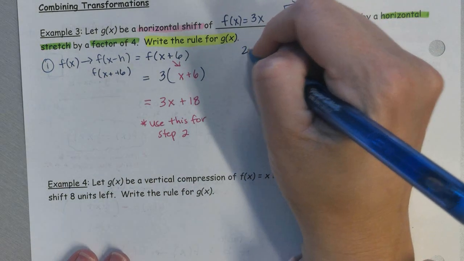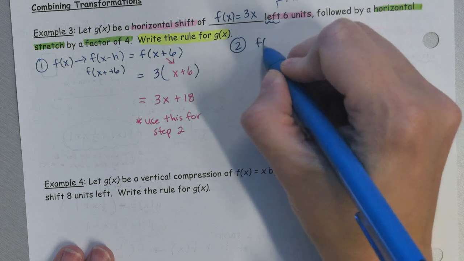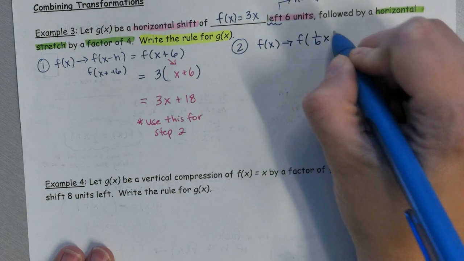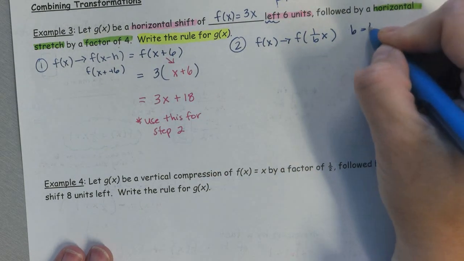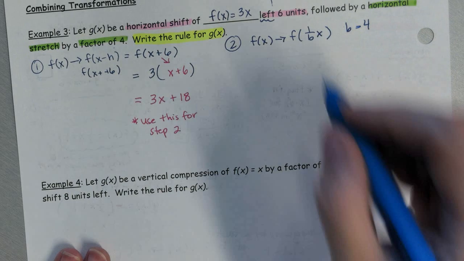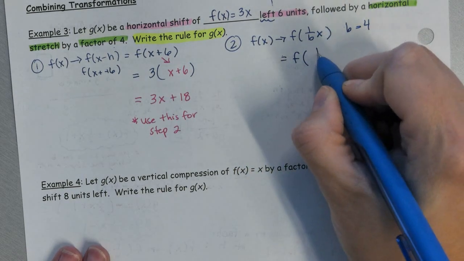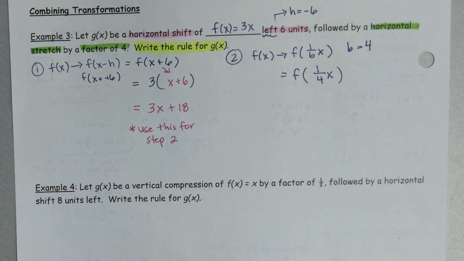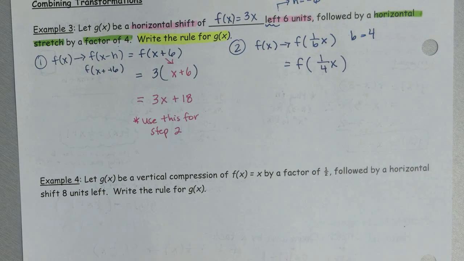So step 2, we are going to do the horizontal stretch by a factor of 4. So the horizontal stretch is f of x goes to f of 1 over b of x. We remember that that's the reciprocal. And this is a whole number, so when it's a whole number, it's a little bit easier, because if you just plug in b, it's 1 over 4x. You don't really have to think about flipping it. You can just substitute it in for b.